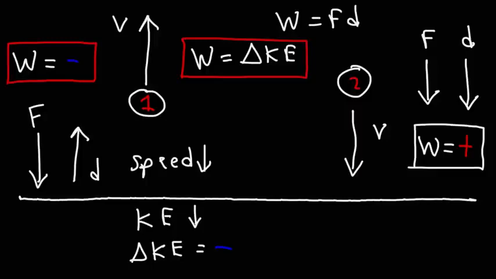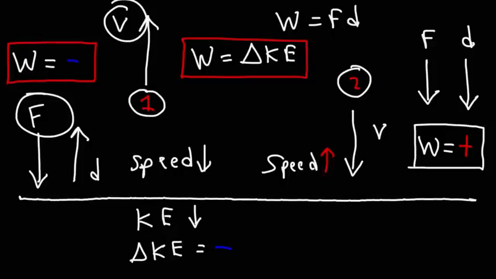Now let's focus on ball 2. Is ball 2 speeding up or slowing down? And how do you know? Notice that the force and the velocity vectors are in the same direction. When those two are in the same direction, the object is going to speed up. In the first example, the force and the velocity vectors are in opposite directions, so the object slows down.